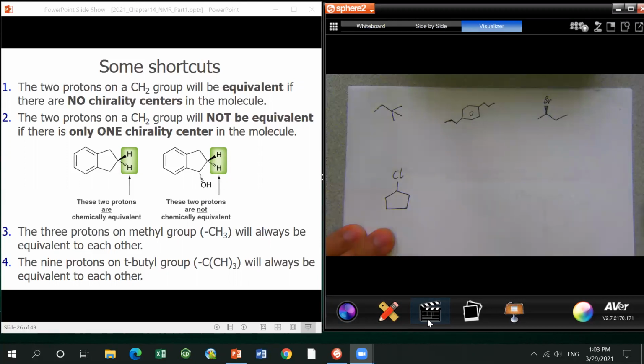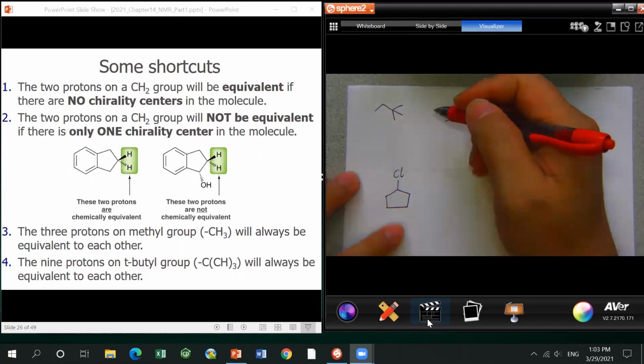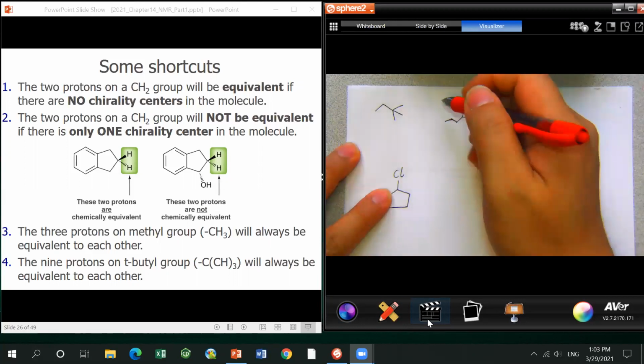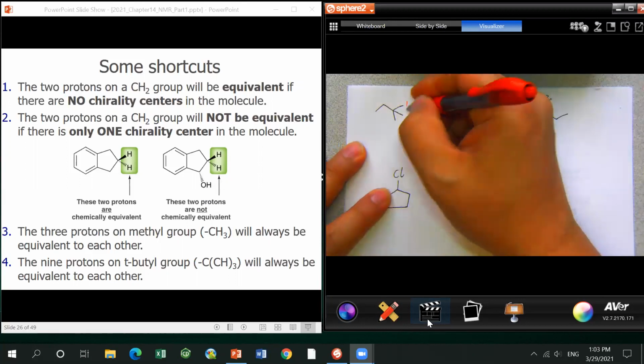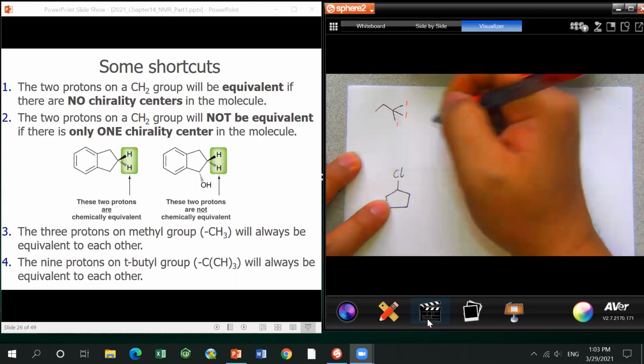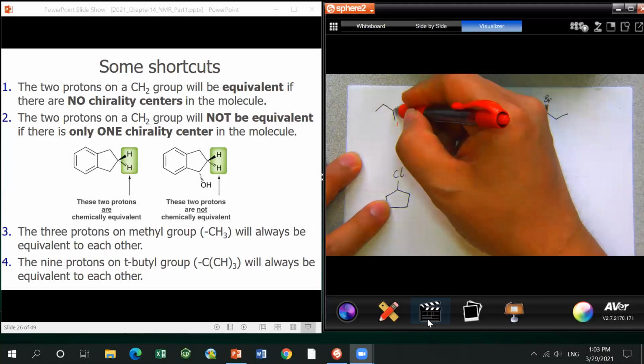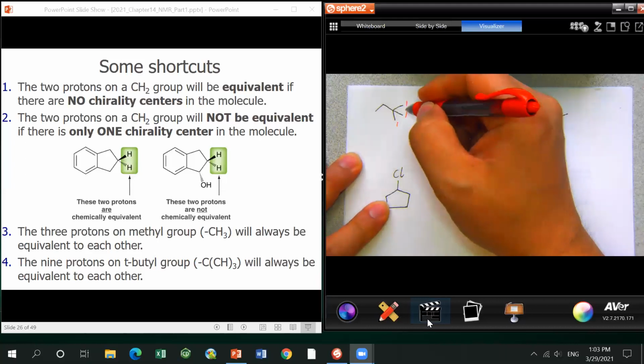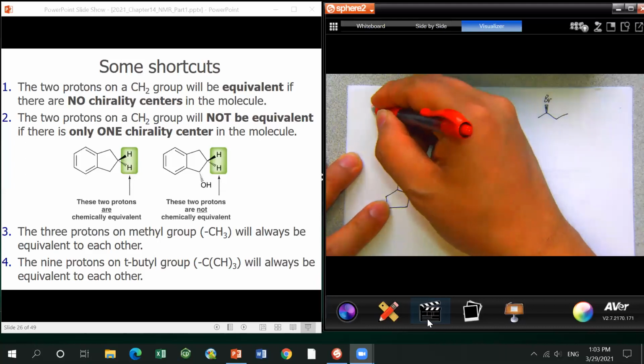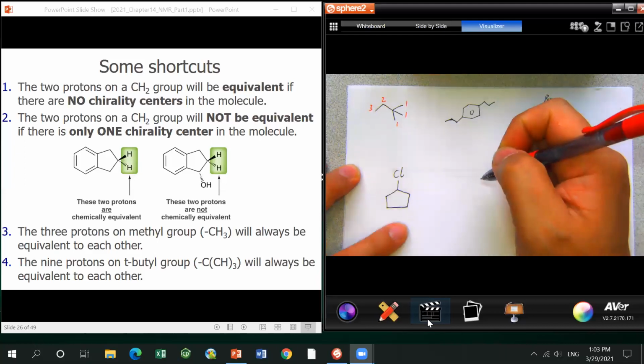Let me go through all three one by one. The first one is actually three, that's the right answer. In the t-butyl group, all three methyl groups have the same chemical shift, so that's one. No hydrogen here, no hydrogen here, that's a quaternary carbon. And then 2, 3. So totally 3 signals.